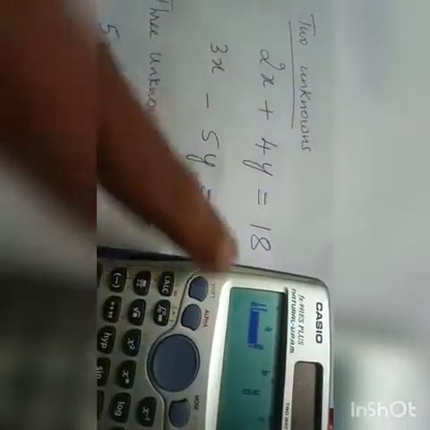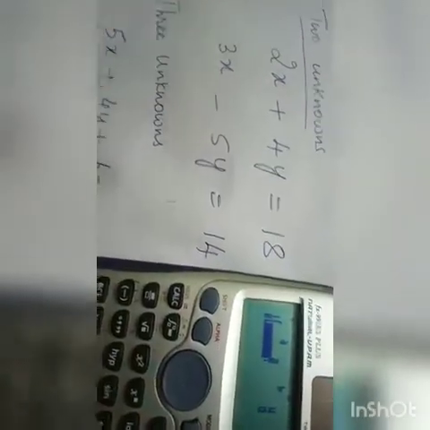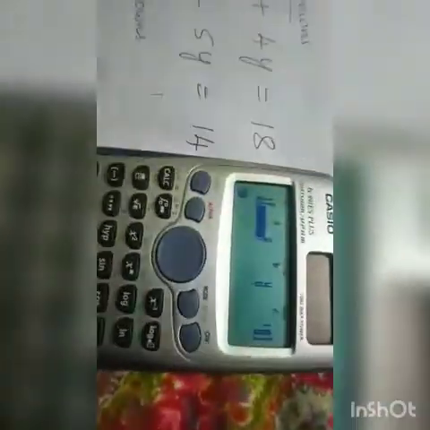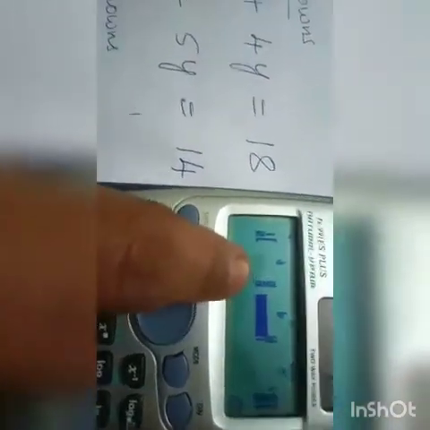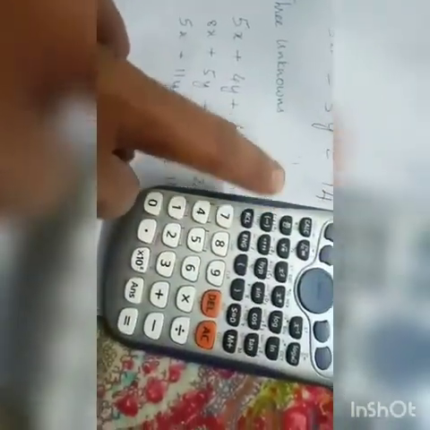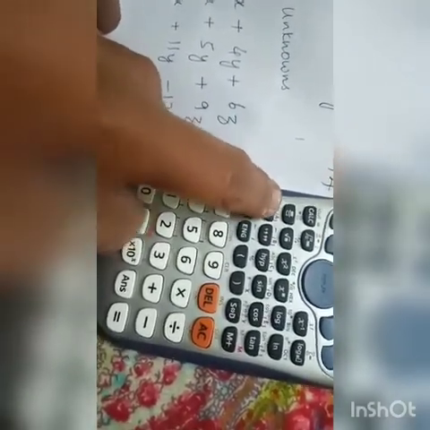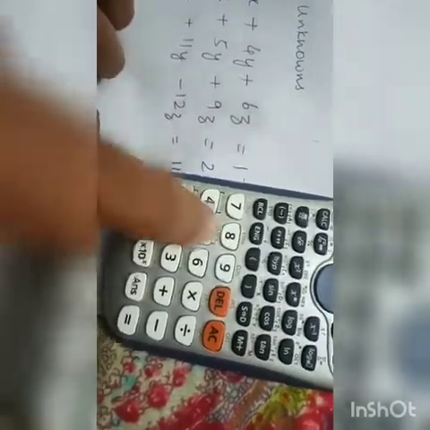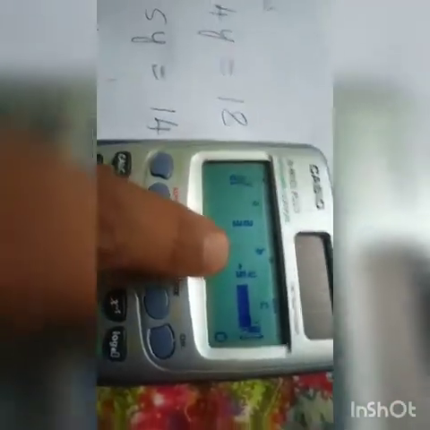The second equation you have to enter in the second row in the calculator. For that, press 3 over here, then equals. So 3 has been entered in the second row as the first element. Next you have minus 5. For minus 5, what you have to do is press the minus key in brackets, and then 5. You have got minus 5 here. Then press equals, so minus 5 has been entered over here.